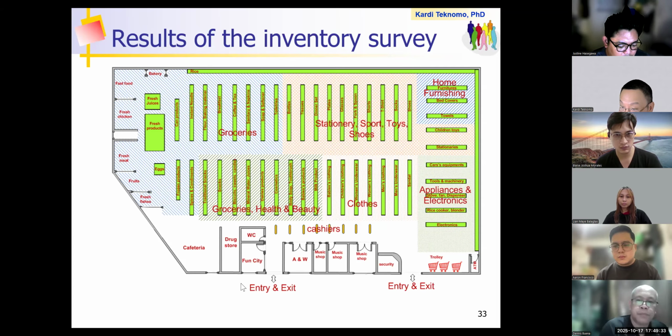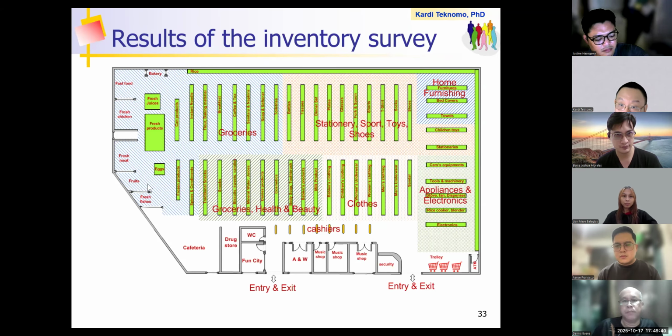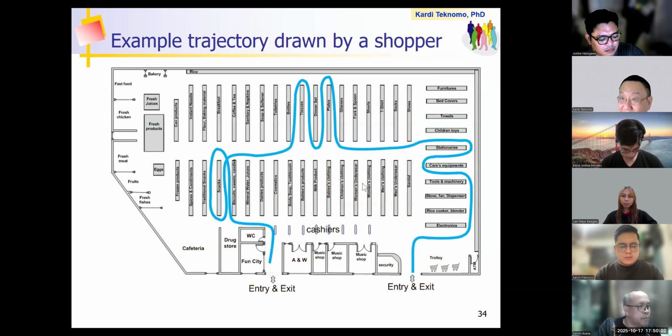These are the entry and exit, and the trolleys are here. There's an ATM machine there. And fresh food is in the back here. The area is divided by category: grocery, stationery, beauty, clothes, and so on, electronics. So it's just like in SM, a department store.